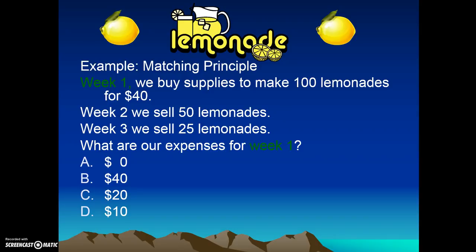Next, but we make no sales in week 1. Week 2, we sell 50 lemonades. And in week 3, we sell 25 lemonades. That's the only activity that we have. So my question is, what are our expenses for week 1? Are they $0, $40, $20, or $10?